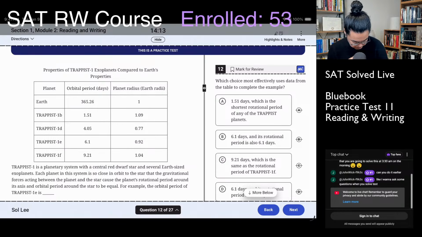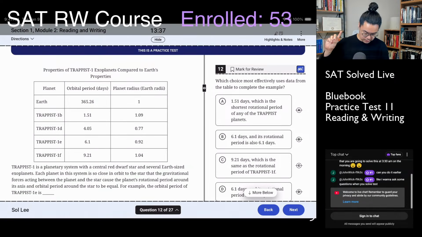Earth has a massive orbital period, and the Trappists are all similar to Earth, actually. Maybe smaller, maybe a little larger. But their orbital period is really fast. Okay. There is a central star. These four are Earth sized, but they're so close to the star.